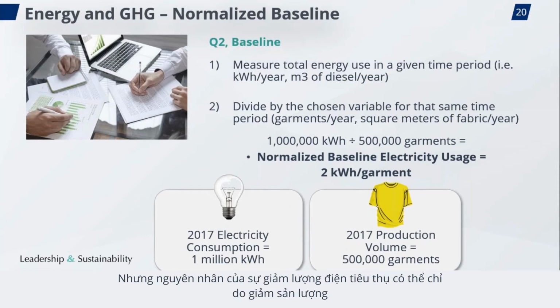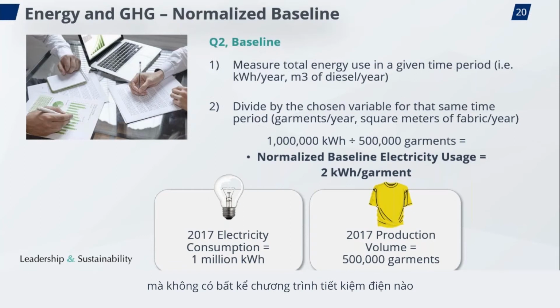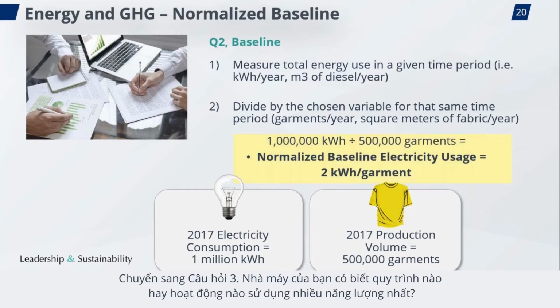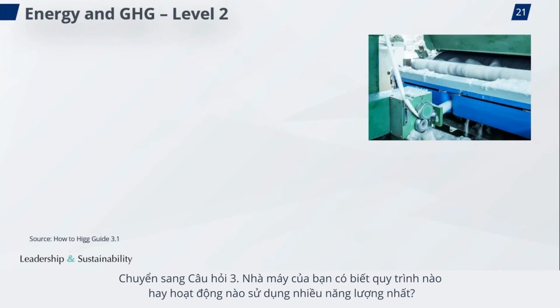But that reduction would only be based on the lower production volumes you have and not on savings that you would have, where you would really have implemented measures to save energy. So it would not be a really fair comparison. So let's see. Then the next question, number 3.